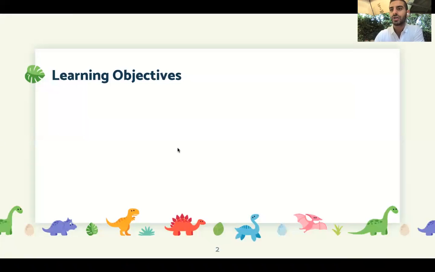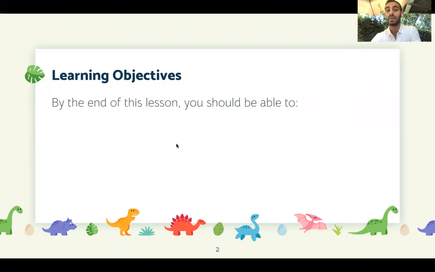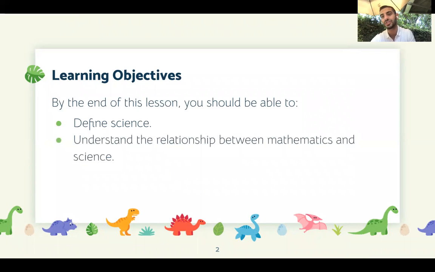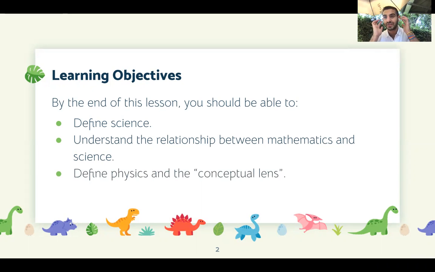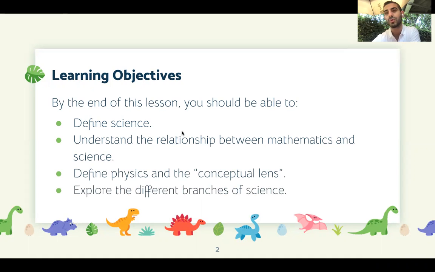So every lesson I'll give you a series of learning objectives. By the end of this lesson, you should be able to define science, understand the relationship between math and science, define physics and the conceptual lens, and explore the different branches of science.